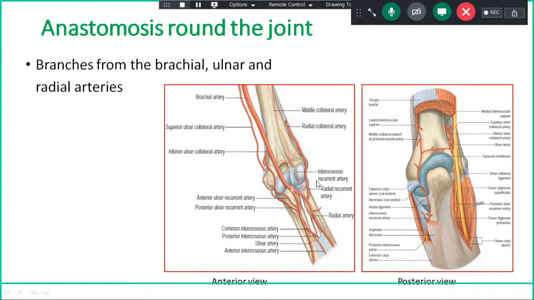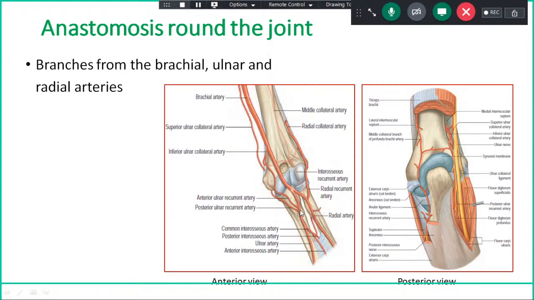On the anterior view you can see one artery, that is the brachial artery, which divides into the radial and the ulnar artery. These radial and ulnar arteries again give off branches which will anastomose with the branches given off by the brachial artery. Okay. So let's see what the branches are. The brachial artery divides into a radial and the ulnar.